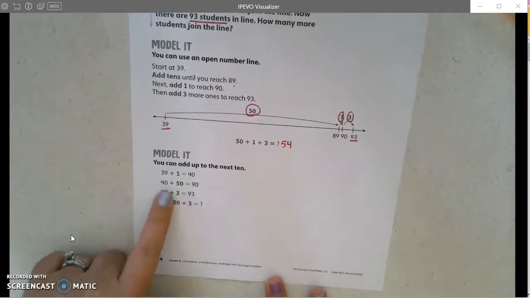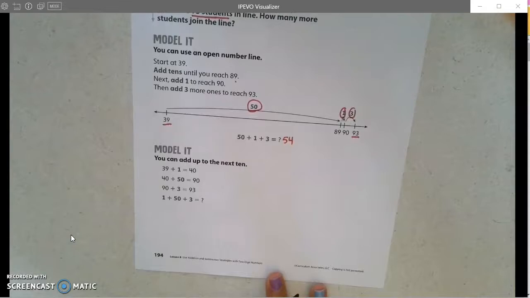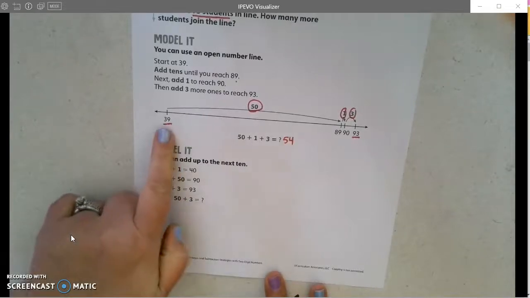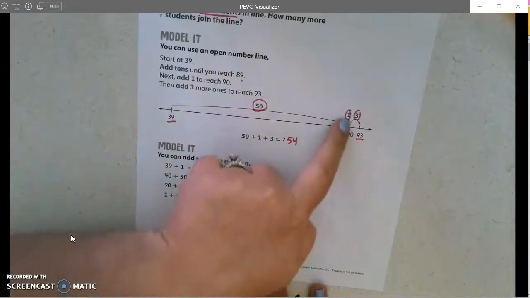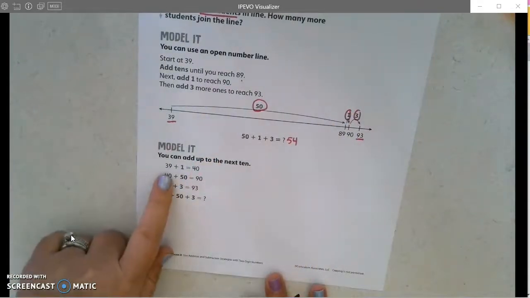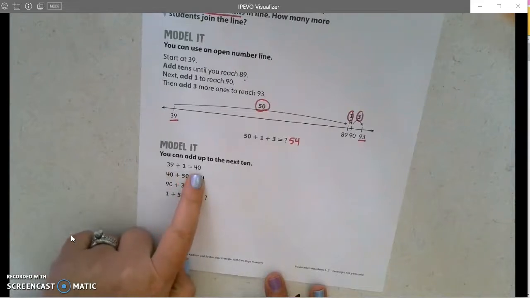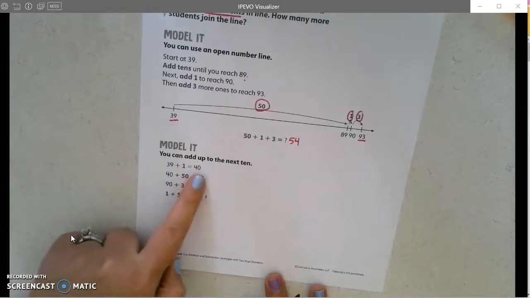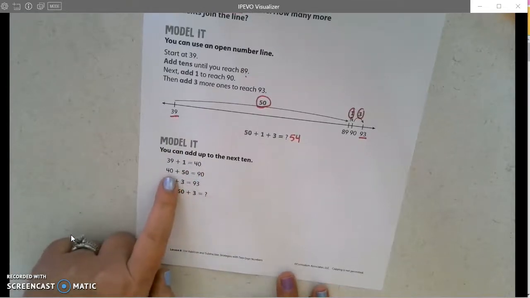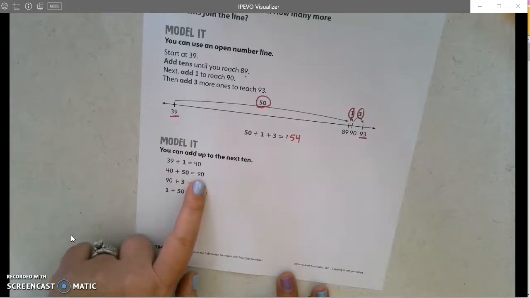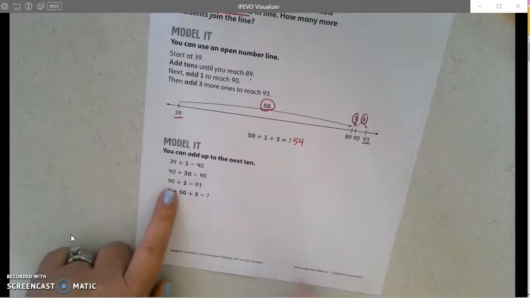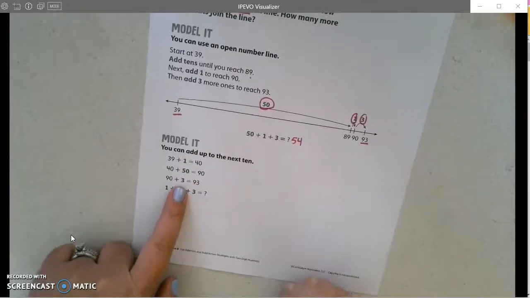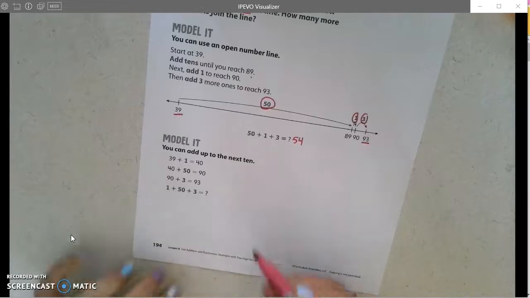Okay. Another way is add up to the next 10. So instead of using 39 and counting up 10 until you got closer, you could do this jump 1 part right off the bat. So 39 plus 1 equals 40. 40 is going to be an easier, nicer number to add on to rather than 39. So then they do 40 plus 50 equals 90, and it said 93 students were in line, so they're almost there, but they're using the 90 to add 3 more. 90 plus 3 equals 93.